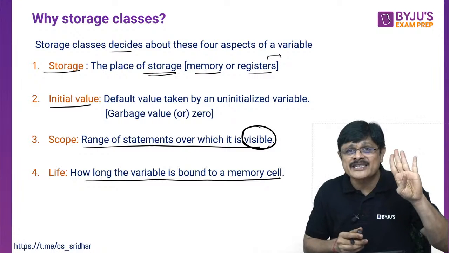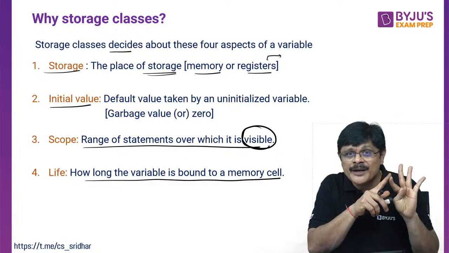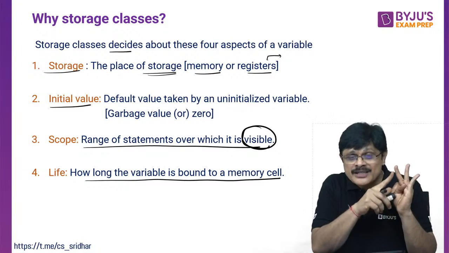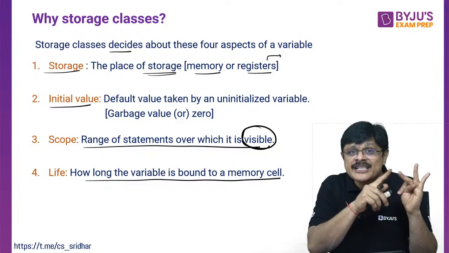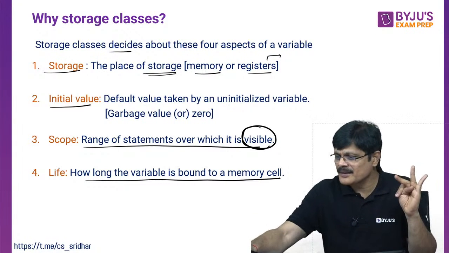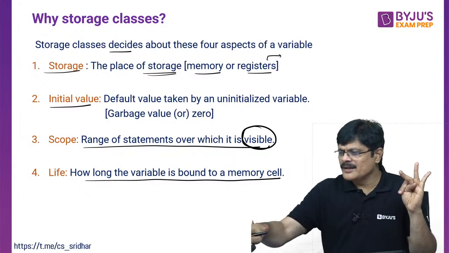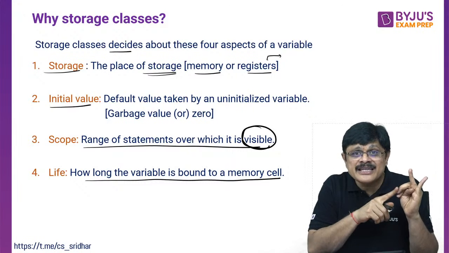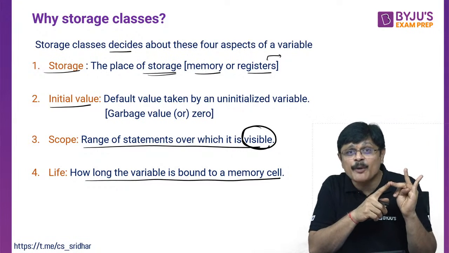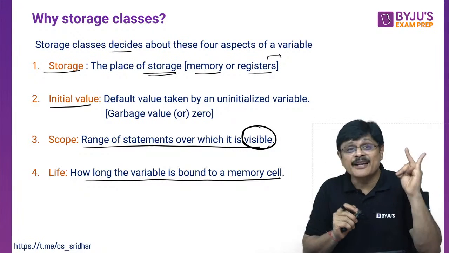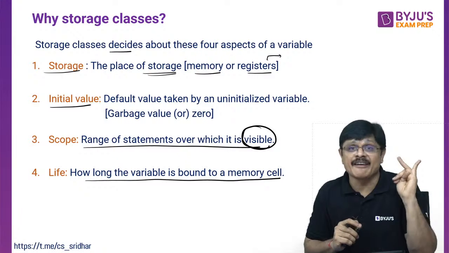So storage classes tell you four important things. What is the first one? Where it is stored. What is the second one? Initial value, whether it is garbage or zero value. And what about the third point? Scope, visibility it will tell you. And the fourth important point, it will tell you life.